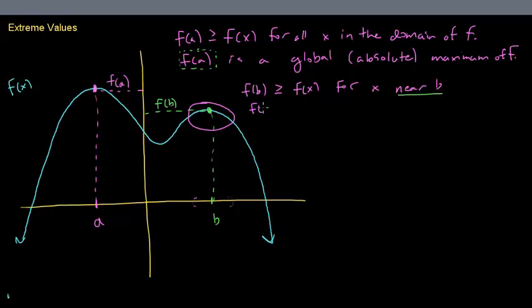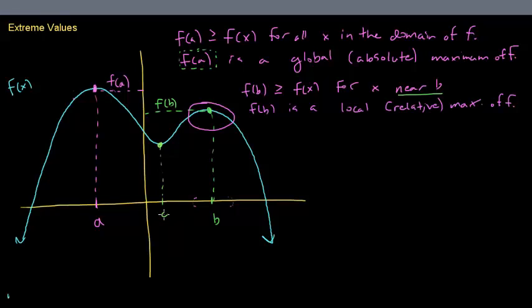And then what we say is that f of b is a local or a relative maximum of f. So we've got this global maximum and this local maximum. And notice f of a is really also a local maximum because in the neighborhood here f of a is still the largest value.